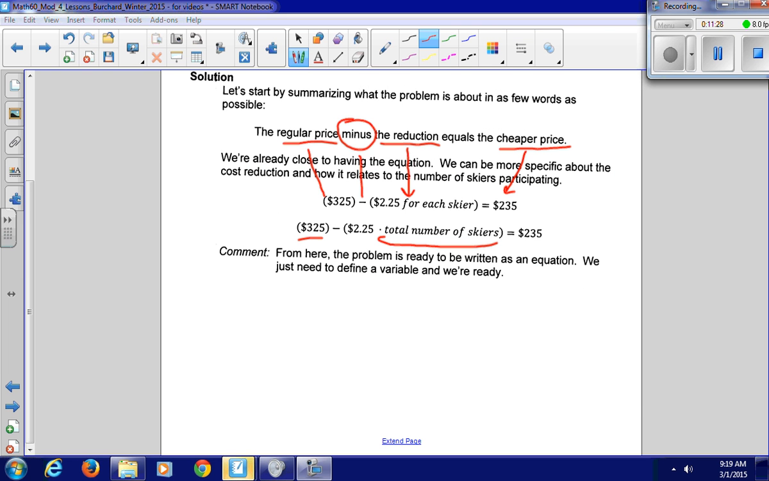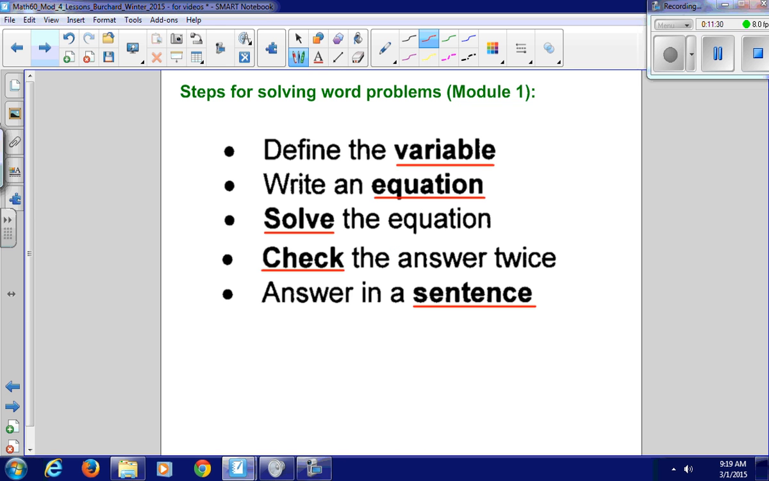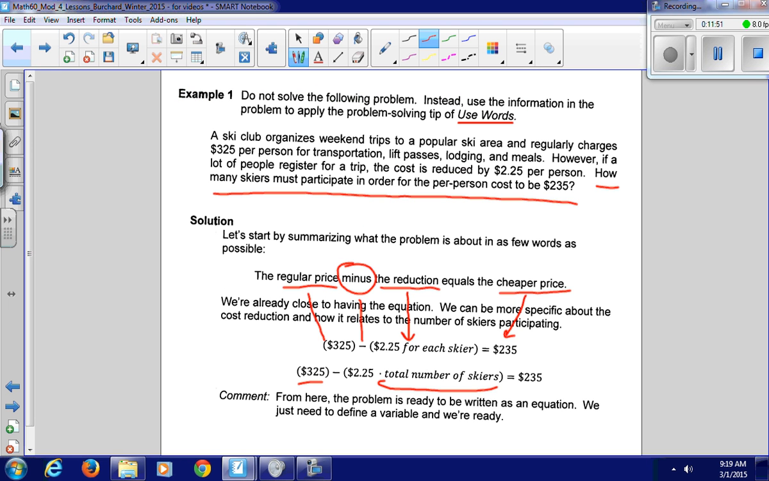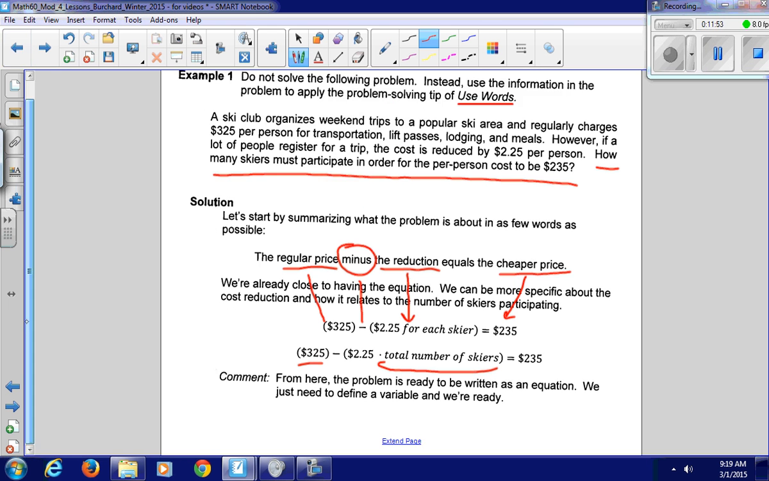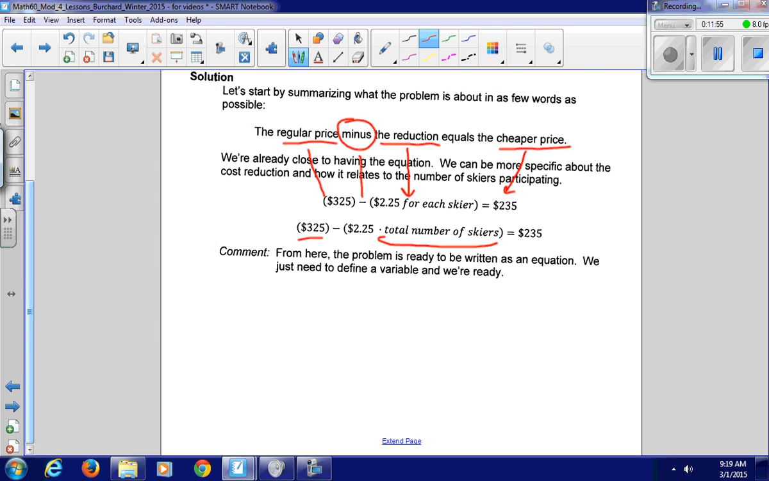So I just want to remind you that this is our process. The first thing we're going to do is define the variable, and then we're going to write an equation. Now, because we're working on problem solving techniques, we're not going to do the last three right now. You all do that when you work on your homework problems. But we're going to define the variable and write an equation. Okay, and the way we've done this, it's going to be really easy because we've got it worked out here.